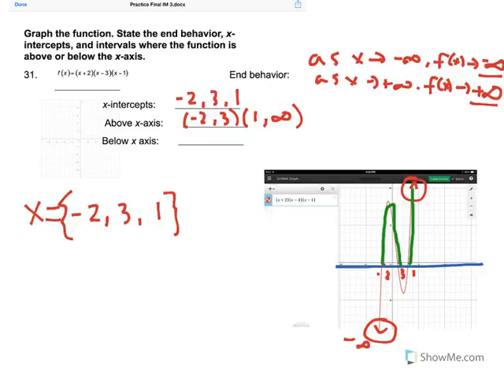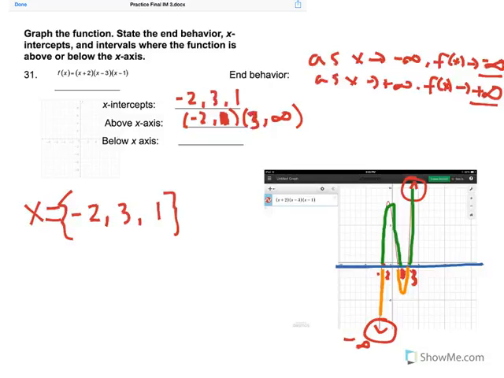And where is the graph going to be below? Anything to the left side of -2 and between 3 and 1. And excuse me, actually this is 1 and this is 3. I don't know what I'm doing. Must be really late now. So let me change that from -2 to 1, and then from 3 to infinity.